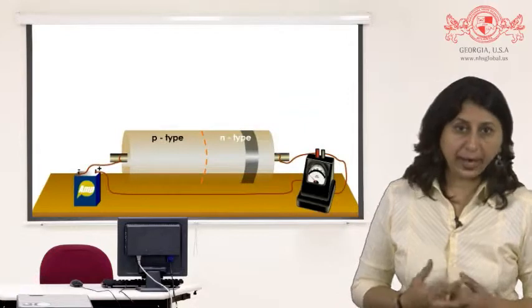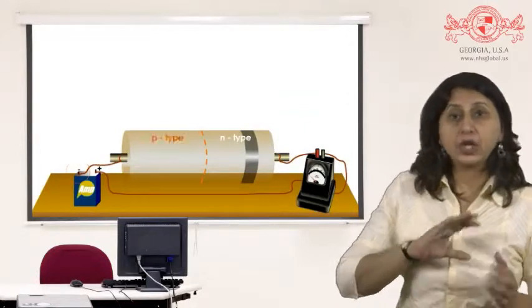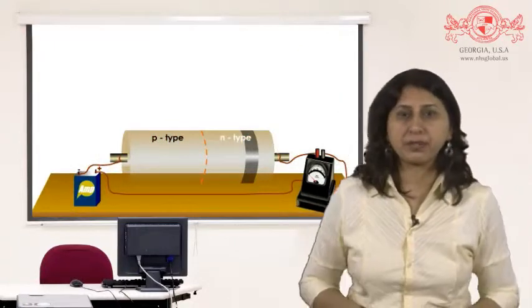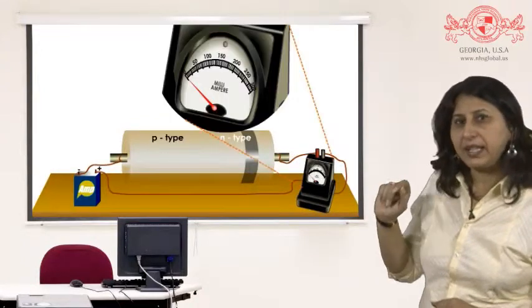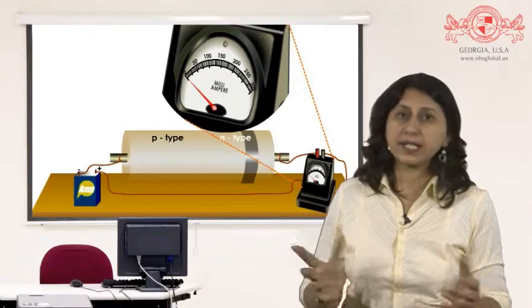Let us now see what happens when the negative terminal of a battery is connected to P-type region and positive terminal to N-type region. Do you see any deflection in the ammeter? You see, as no current flows through the circuit, the ammeter reading is 0.